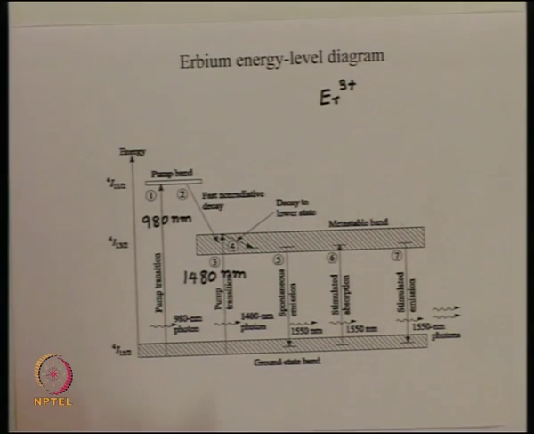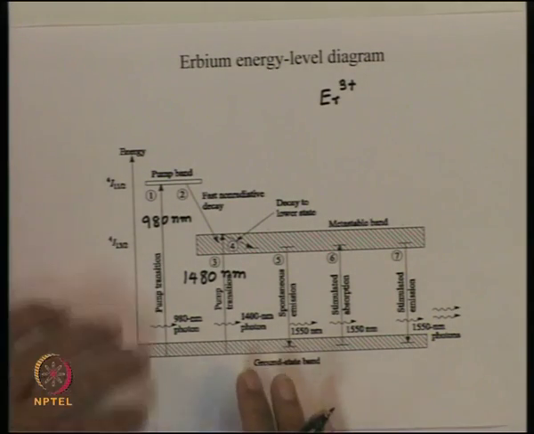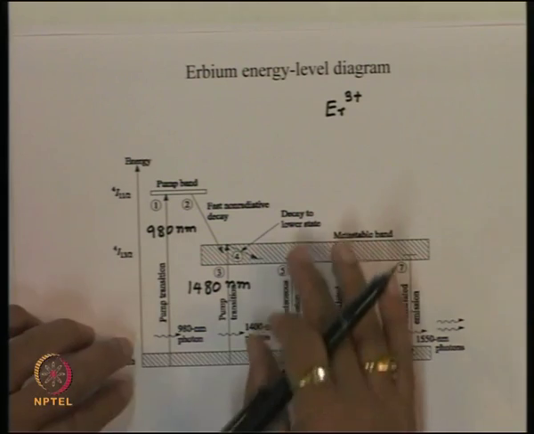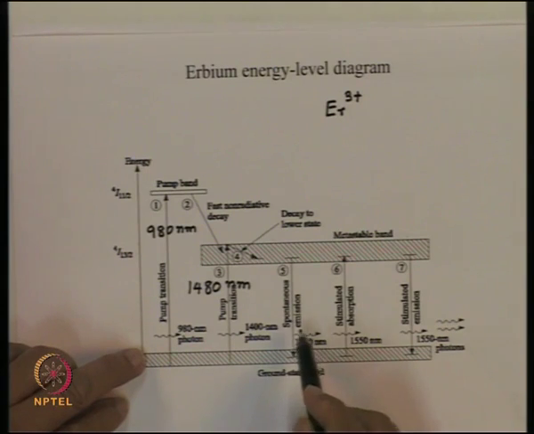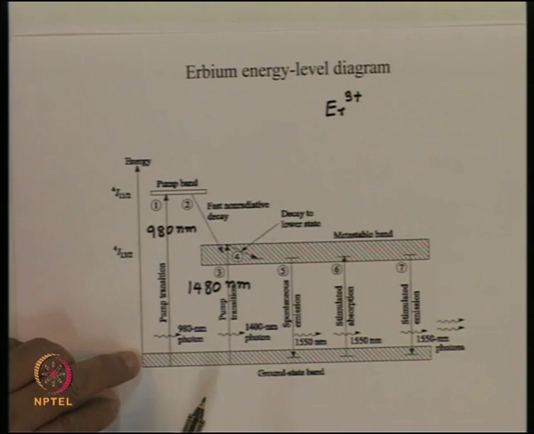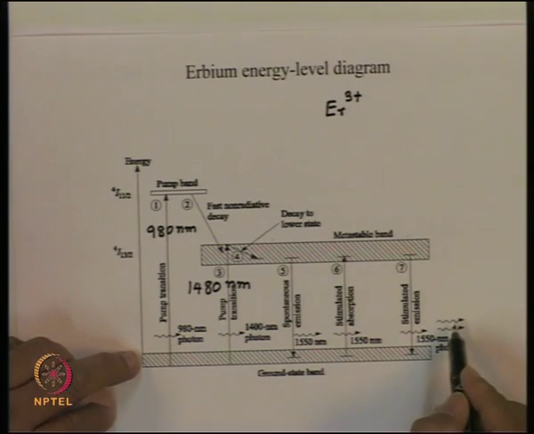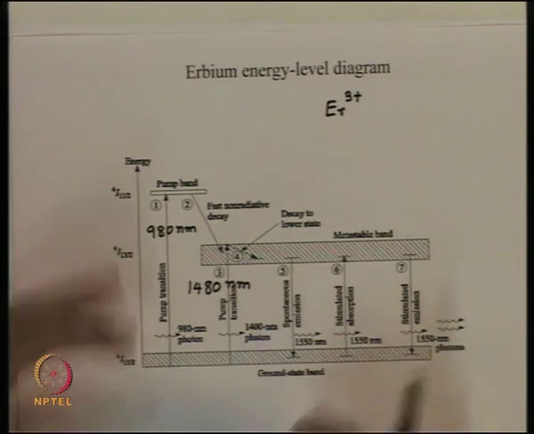As the input signal power increases, we have a certain pump power which is going to create the population inversion. But as the signal power increases, more and more electrons are pulled down, so the optical output power increases. And as the output power increases, the population inversion which is created starts depleting.